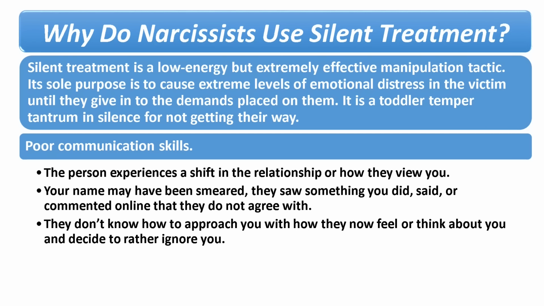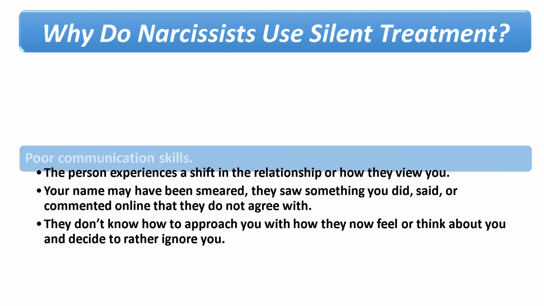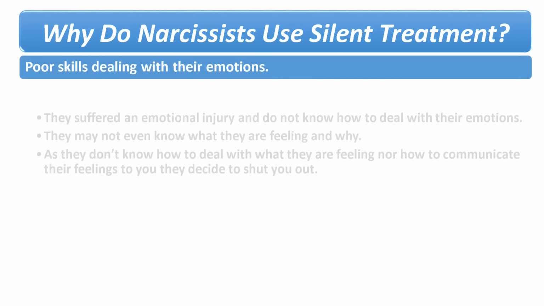Poor communication skills. The person experiences a shift in the relationship or how they view you. Your name may have been smeared. They saw something you did, said, or communicated online that they do not agree with. They don't know how to approach you with how they now feel or think about you and decide to rather ignore you.